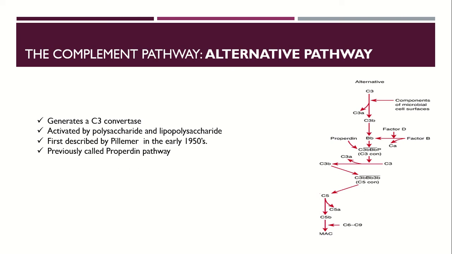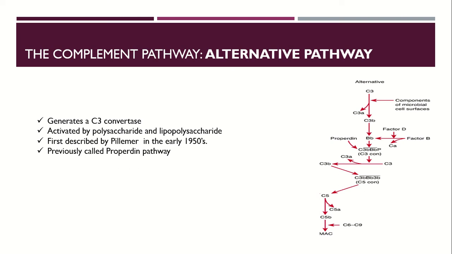The alternative pathway was first described by Pillemer and his colleagues in the early 1950s. It was previously called the properdin pathway because properdin, a normal protein of the human serum, was the first protein to have a physiological activity in the alternative pathway. The key feature of the alternative pathway is that the first three proteins of the classical pathway, C1, C2, and C4, are bypassed in the cascade sequence.